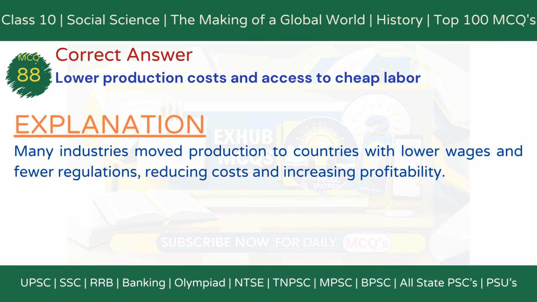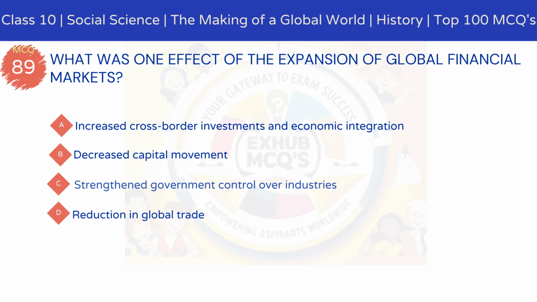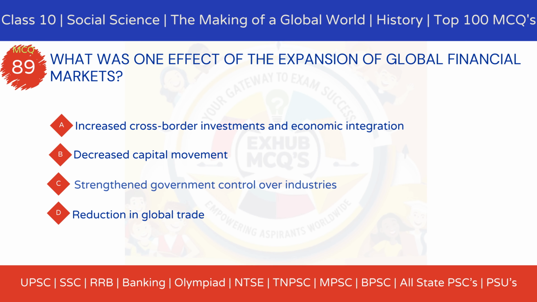The correct answer is option A. Lower production costs and access to cheap labor. Explanation. Many industries moved production to countries with lower wages and fewer regulations, reducing costs and increasing profitability. 89. What was one effect of the expansion of global financial markets?